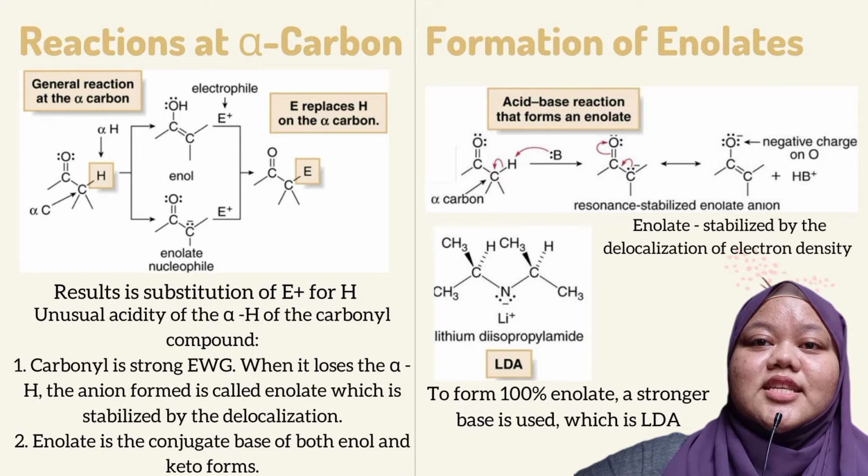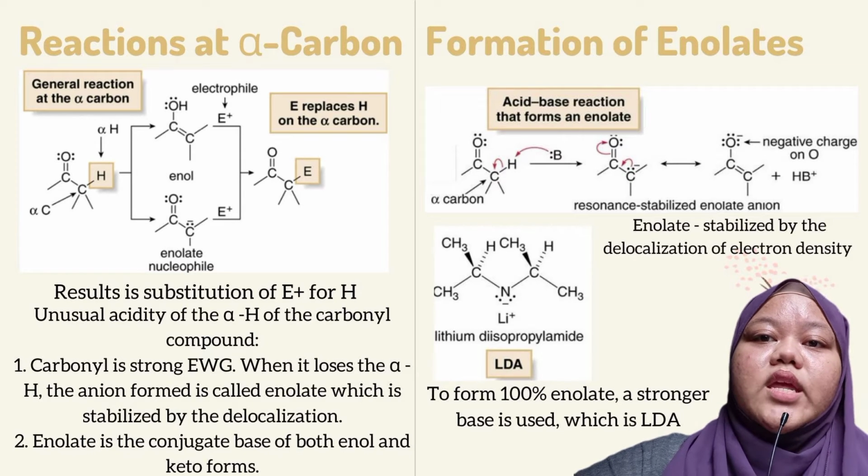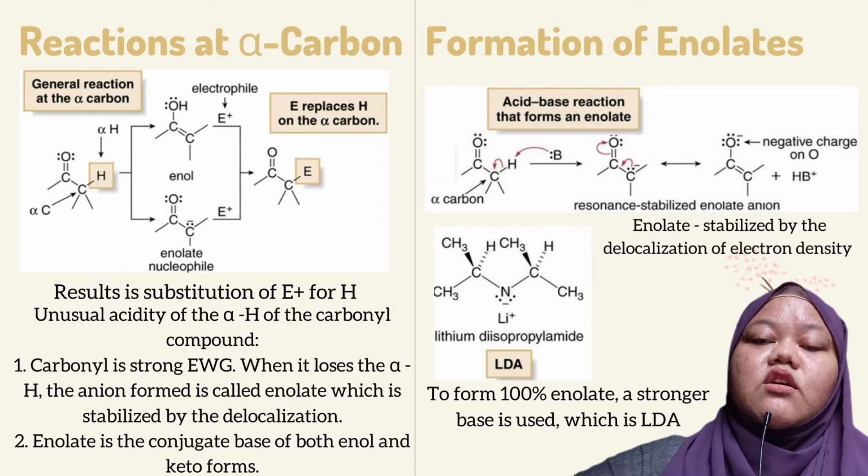In this chapter, the substitution reaction will occur at the alpha carbon. Unusual acidity of the alpha hydrogen of the carbonyl compound: first, the carbonyl is a strong electron-withdrawing group. When it loses the alpha hydrogen, the anion formed is called an enolate, which is stabilized by delocalization. Next, the enolate is the conjugate base of both the enol and keto forms.